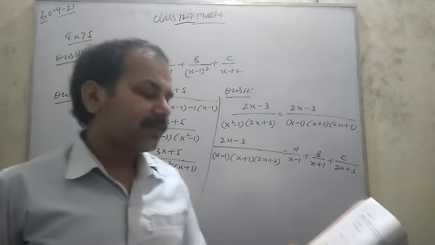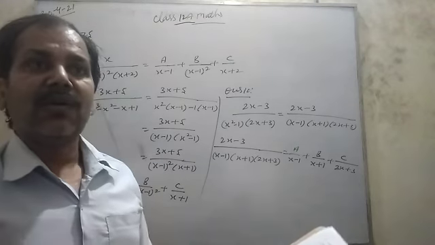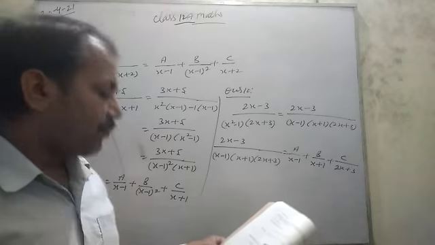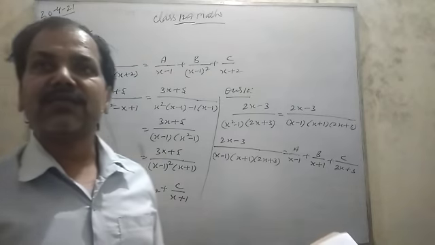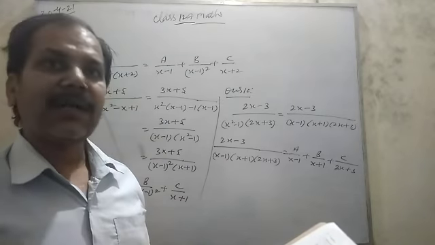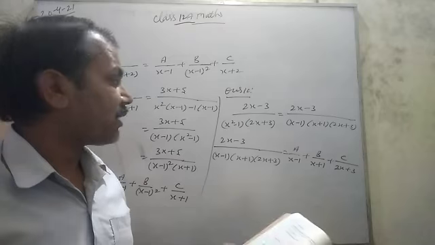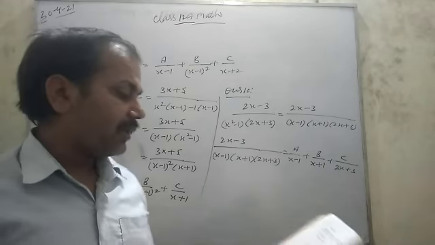Question number 11 also like that. 5x upon x plus 1, x square minus 4. So x square minus 4, find its factors, x minus 2, x plus 2. Then a upon x plus 1 plus b upon x minus 2 plus c upon x plus 2. Okay.